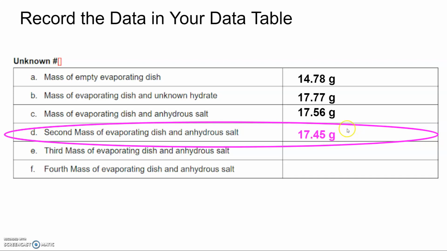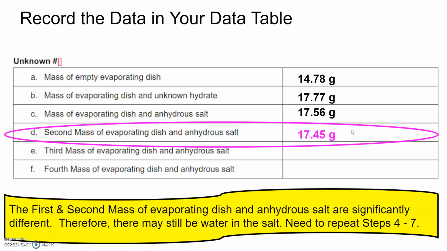All right, so now if you compare the mass from the previous time, 17.56, and the one we just got, 17.45, those are significantly different, right? Because they're significantly different, that means we've removed some more water during this second heating. So we need to double check to make sure we removed all the water by repeating it. And again, we're going to keep doing that until the masses are about the same.